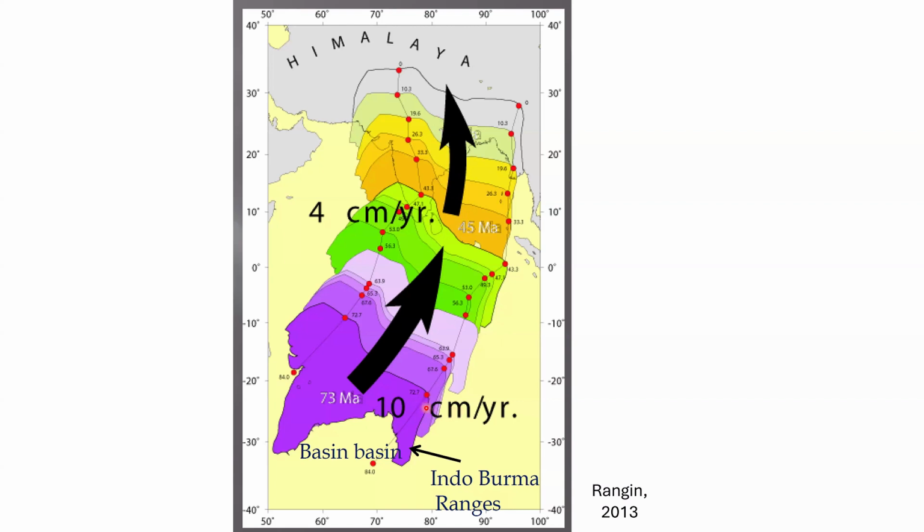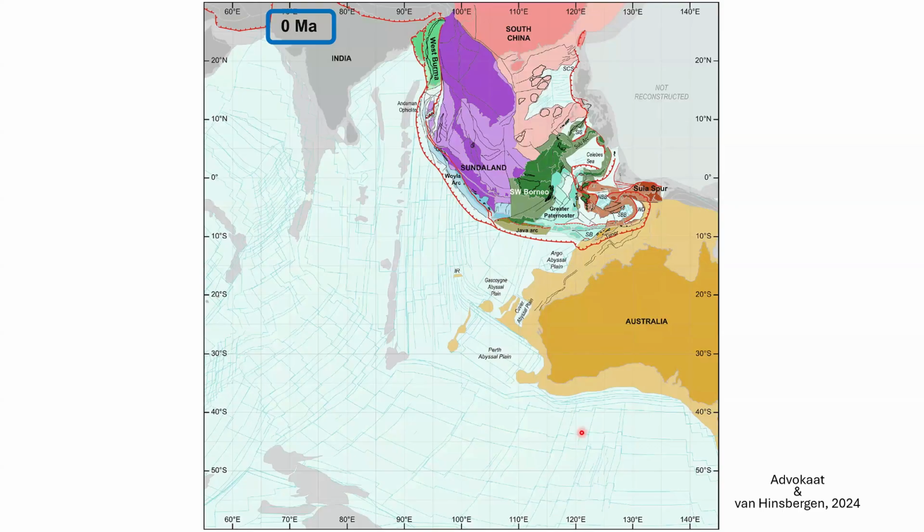Notice in his diagrams, he shows Indo-Burman ranges tacked on to the eastern side of India. There are many different kinds of reconstructions that people have done that have Myanmar in many different places, and I will show you another one in a couple of minutes. And what we're going to do is look at a series of reconstructions that just came out earlier this year by Advokaat and van Hinsbergen.